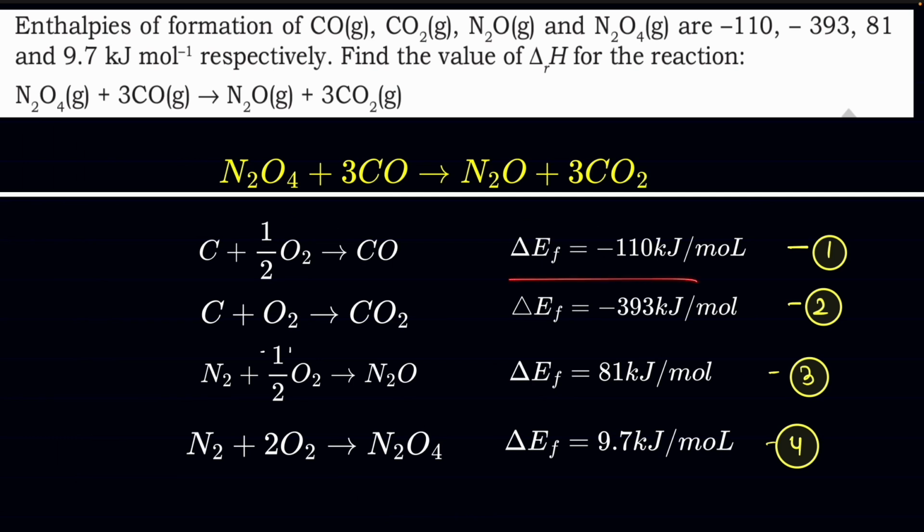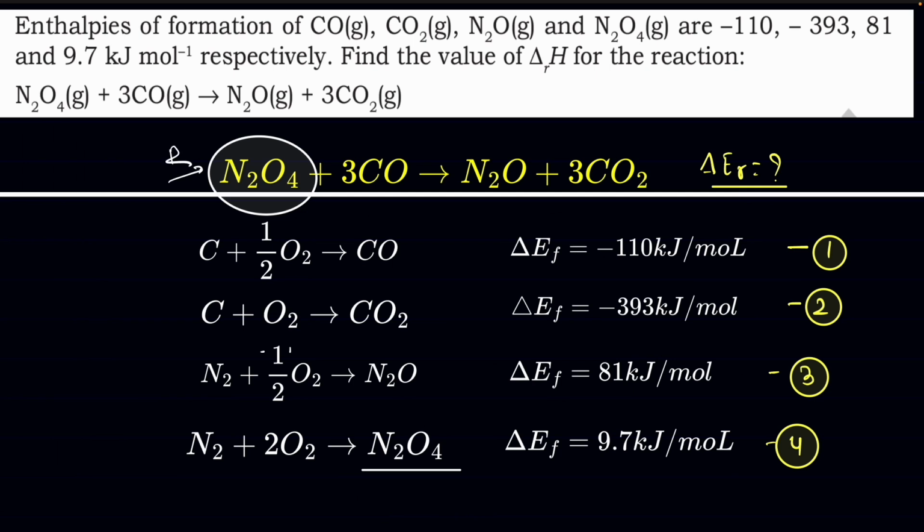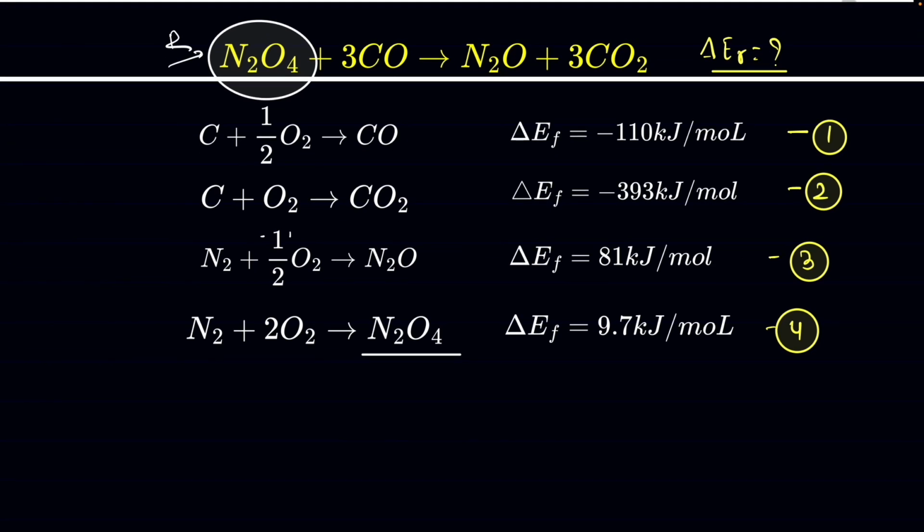Based on the given enthalpies, we have to find the enthalpy of the reaction. So in the reaction, we first look into the N2O4. Reaction 4 has N2O4, but it is on the product side and we need it on the reactant side. So for this, we can interchange the position. We can write N2O4 forms N2 plus 2O2. When we do this, we have to change the sign of the energy. It's minus 9.7 kilojoule.